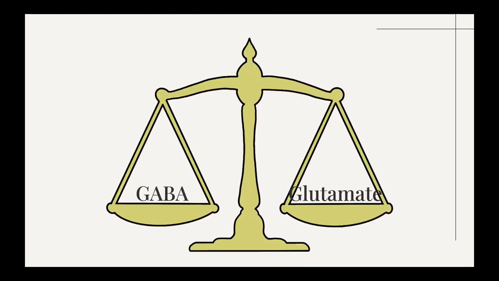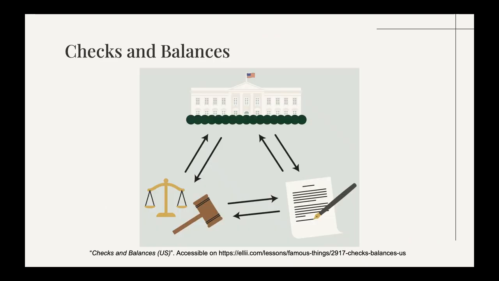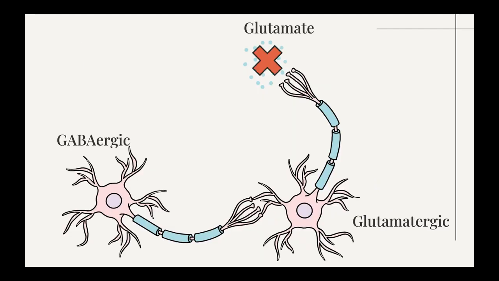GABAergic and glutamatergic neurons are antagonistic to each other, but they are also coworkers because they keep a perfect balance of inhibitory and excitatory signals. You can think of it as like the three branches of government that operate on a checks and balance system. GABAergic neurons sometimes will check on glutamatergic neurons by releasing GABA to act on the receptors on the neurons. And if the inhibitory effect of GABA is strong enough, then no action potential would occur, so glutamatergic neurons will not release glutamate. This could lead to lower glutamate levels in our brain, which might lead to difficulty maintaining focus or attention.